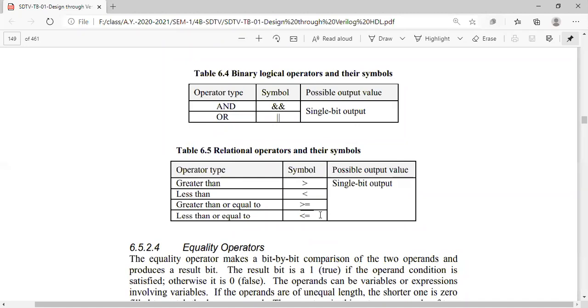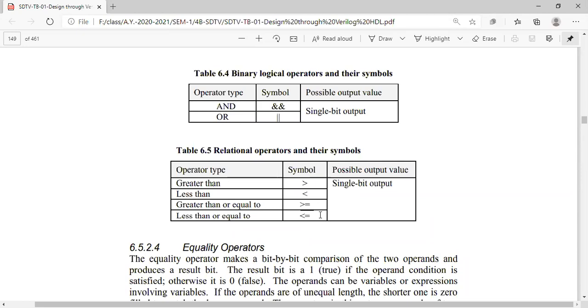That means if I use the greater than symbol between A and B, A greater than B, A may be of 4 bits and B may be of 4 bits, and I want to compare both. What will be the result if A is greater than B? The output C is going to be 1 if it is greater. If it is not, it is going to be 0.